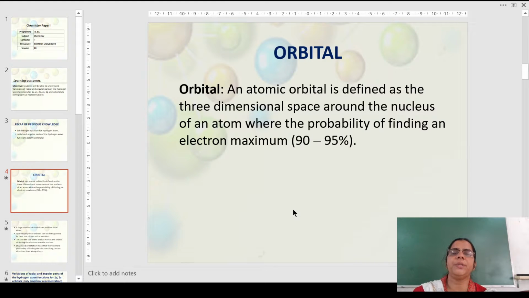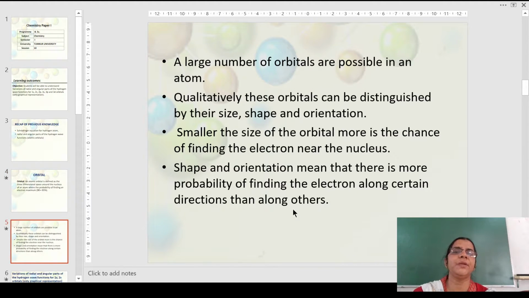An orbital is defined as the three-dimensional space around the nucleus of an atom where the probability of finding an electron is maximum. So it is in the range of 90 to 95%. A large number of orbitals are possible in any atom as the atomic number goes on increasing. The possibilities of different orbitals are many.